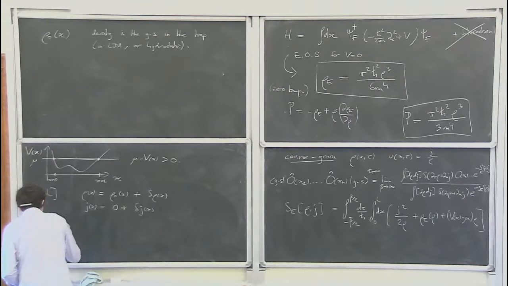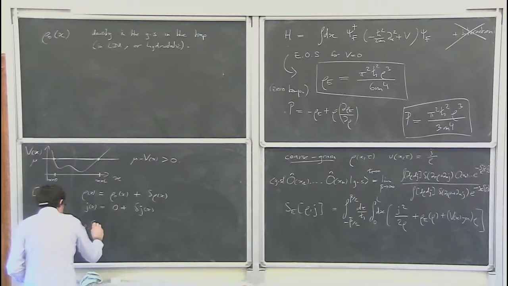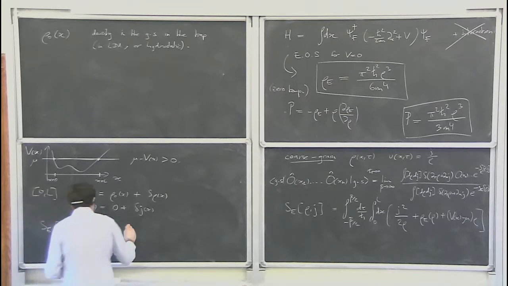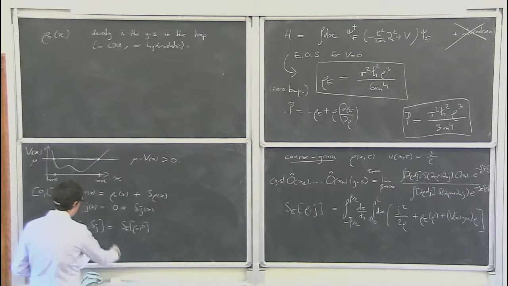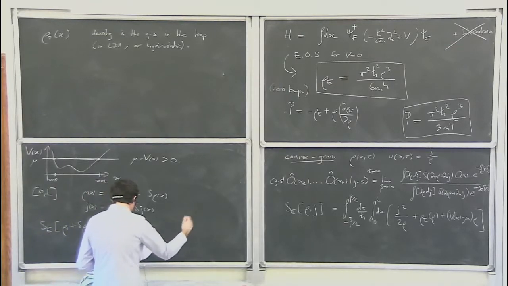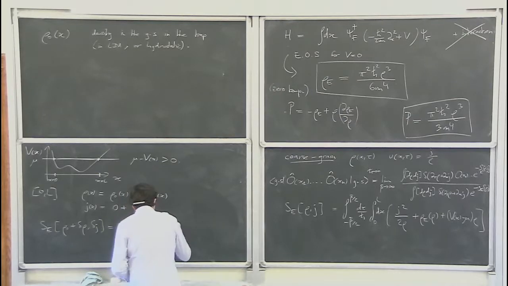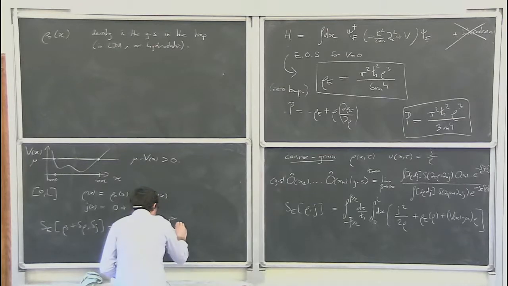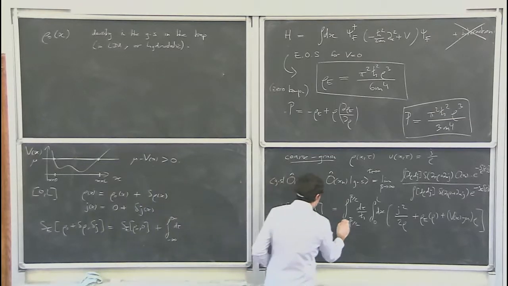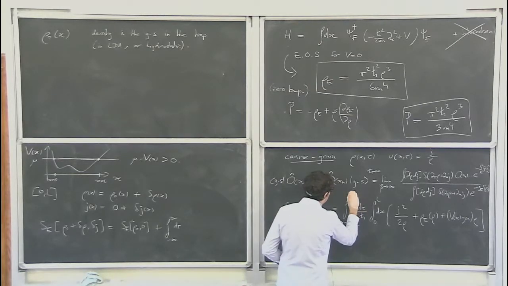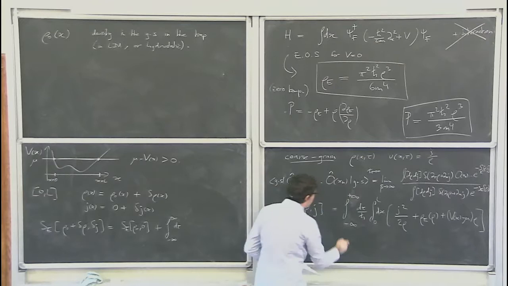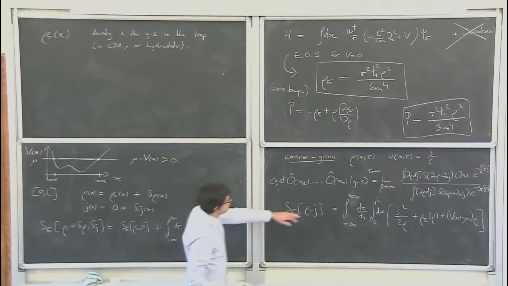So let me just write the result. This is S_E of rho naught plus delta rho, delta J. There's a constant part, which is the energy of the classical solution integrated over time. Here I take the limit beta goes to infinity, so that I have replaced this by an integral from minus infinity to plus infinity. This is this limit here.